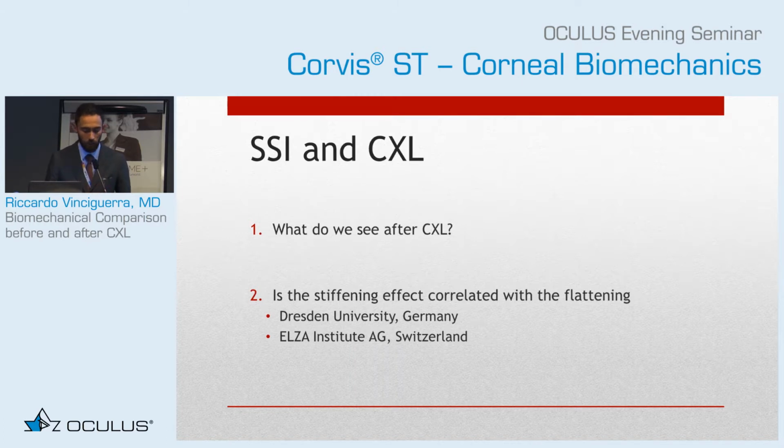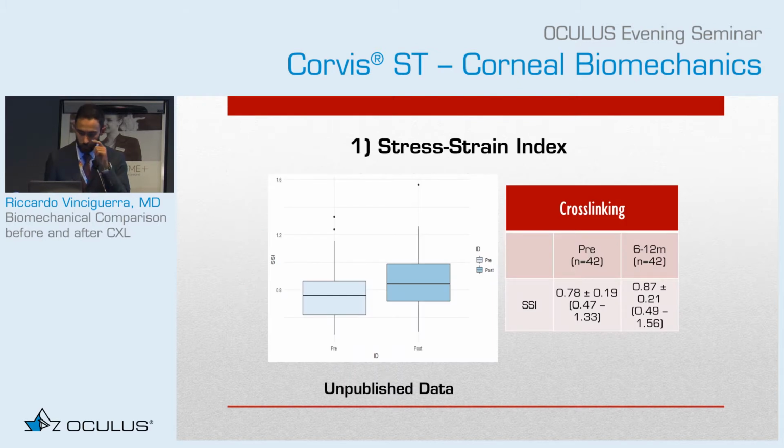I'm very proud to be collaborating in a multi-center study with Dresden University. Robert will also show us a clinical study, I believe, later, and with Professor Farah Dafezi from Switzerland. So, first result, you can see the stress strain index, as expected, is increasing pre and post cross-linking. And the nice thing is that this is even at 6-12 months. So there is an increase. It's unpublished data, but we are getting what we expect. So the stress strain index is increasing.